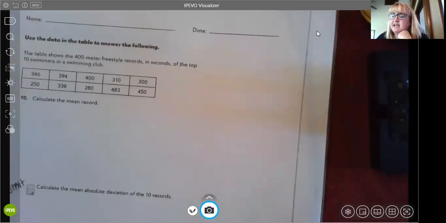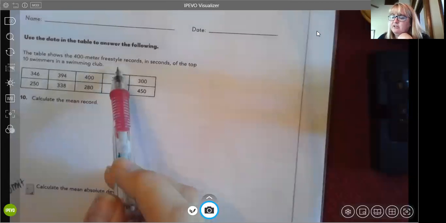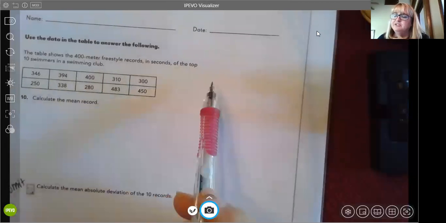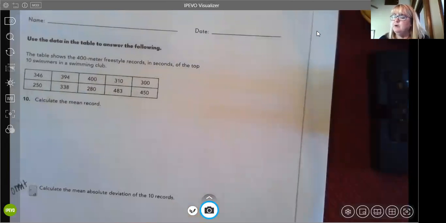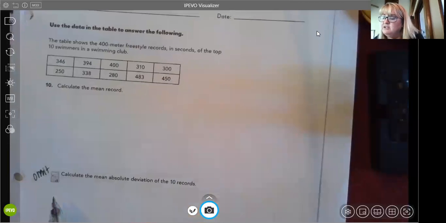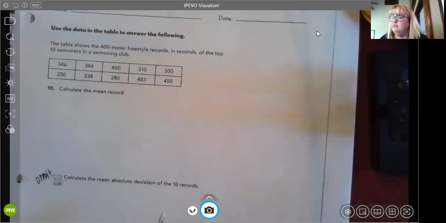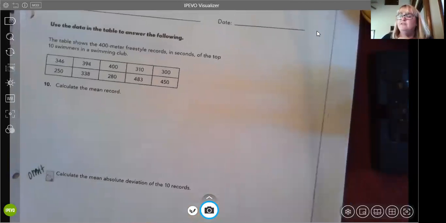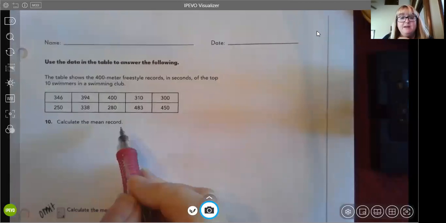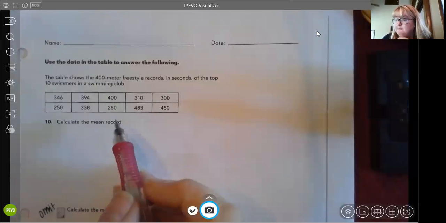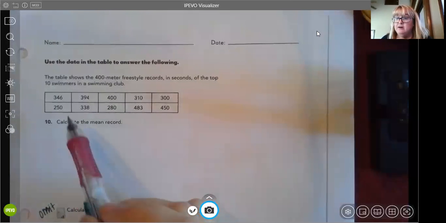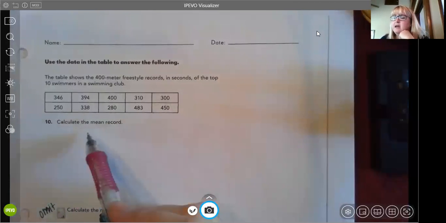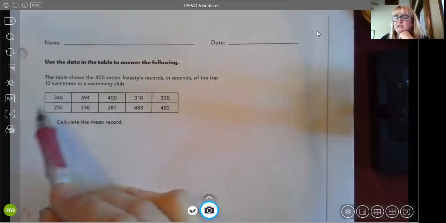Number 10 says the table shows the 400-meter freestyle records in seconds of the top 10 swimmers in a swimming club. Calculate the mean record. All right, we're going to omit 11 and 12 because that's mean absolute deviation. I do want you to find the mean of this. Do you remember how to find the mean? You may use a calculator, but you're going to add all these up and then divide by the number of data there are. Okay, so find the mean of these numbers.